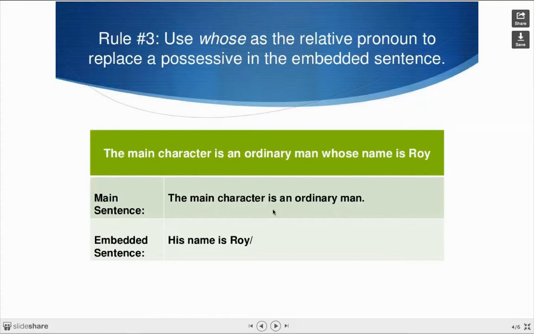Okay, so the main character is an ordinary man, and the embedded sentence is his name is Roy, or the man's name is Roy. Here's a possessive. So when I put it all together, I get this whose for the relative pronoun. That little slash is a mistake. It should be a period.